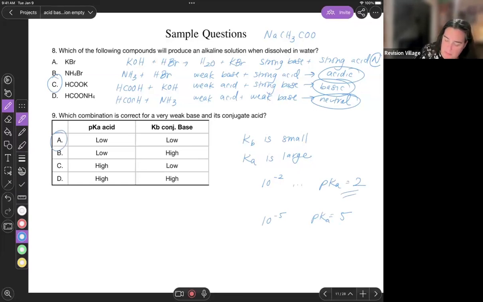Again, with a weak base, I think Kb is a small number, maybe like 10 to the minus 12. I think that means the Ka is going to be a big number, like 10 to the minus 2. Their product is governed by Kw, so their product has to be 10 to the minus 14. The pKa is going to be minus the log of that. So I think A is correct.